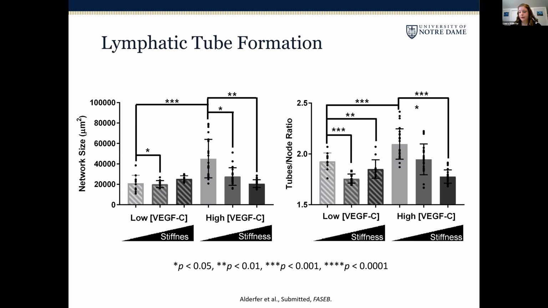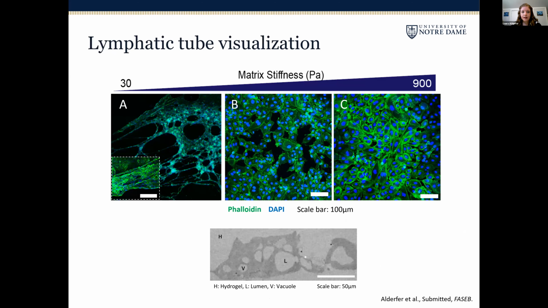And then additionally, when we look at the tubes per node ratio, which can be considered the extent of branching, we again see that the higher VEGF-C and the lower stiffness are the most ideal. That again is telling us that there are multiple factors influencing our system. And then we can see here, this is on the softest one, which was the ideal case. We can see that there's a difference in expression of phalloidin.